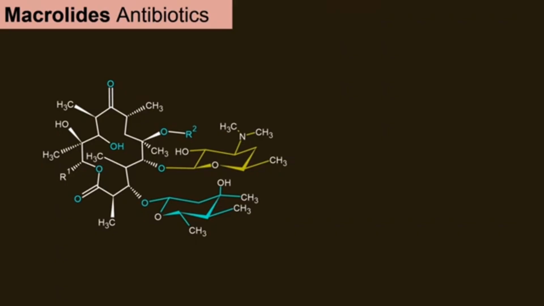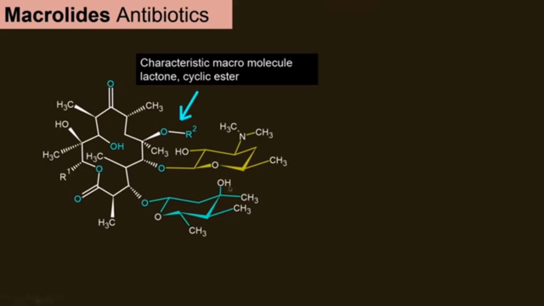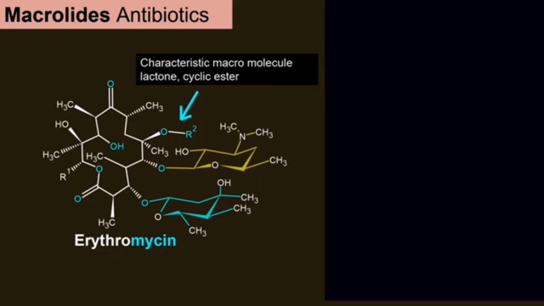Macrolides are large cyclic structures, and their characteristic is that they are macromolecules, meaning large molecules with a lactone ring, and they also have cyclic esters. And this particular structure is erythromycin.